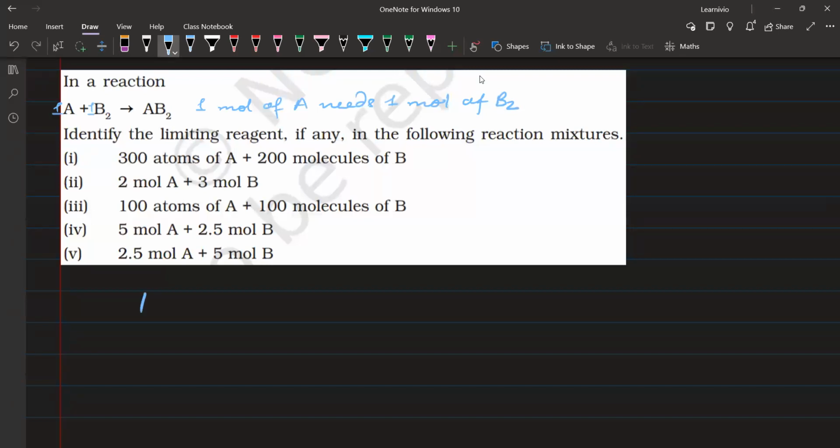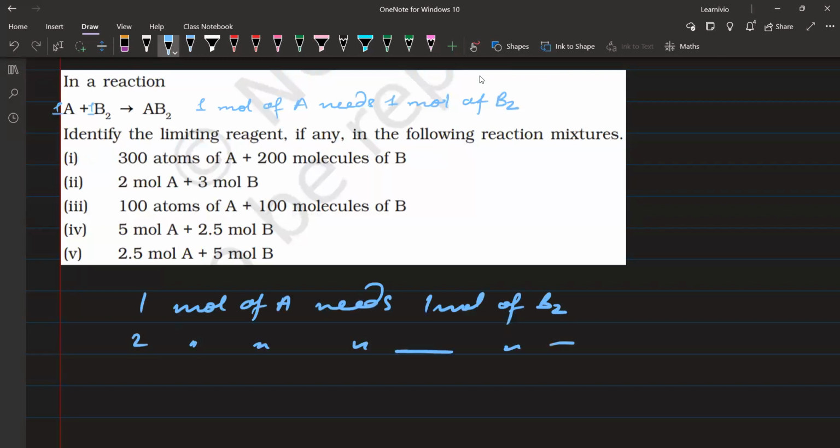ठीक है, 1 mole of A needs 1 mole of B2. 2 mole of A needs, बताइए, how many moles of B2? 2. ठीक है, now when I am saying moles, it is also valid for molecules, ना, कि 1 molecule of A reacts with 1 molecule of B2 gives AB2, या 1 atom of A reacts with 1 molecule of B2.